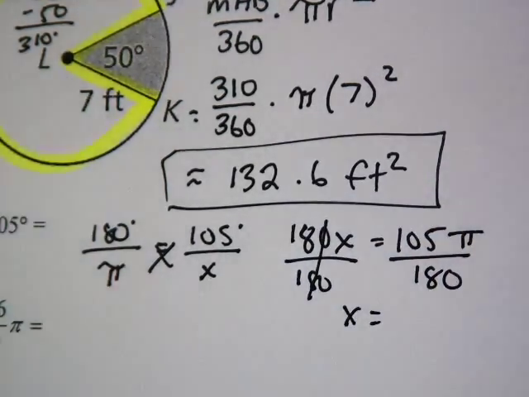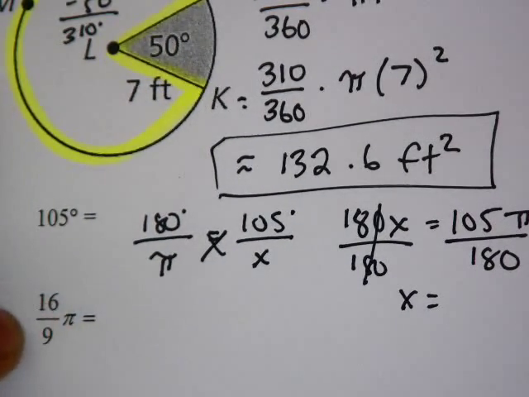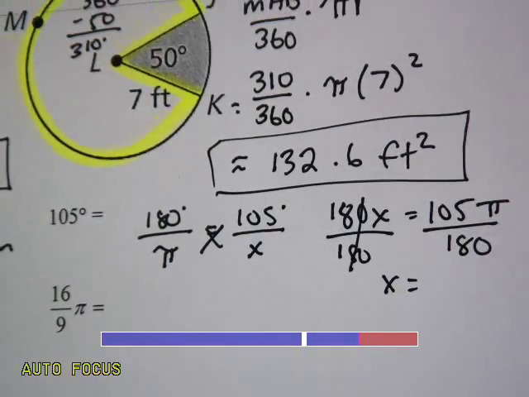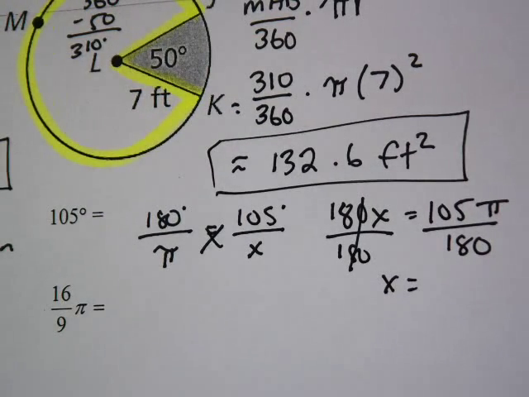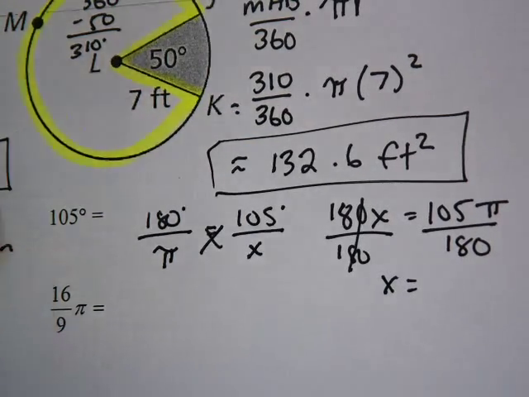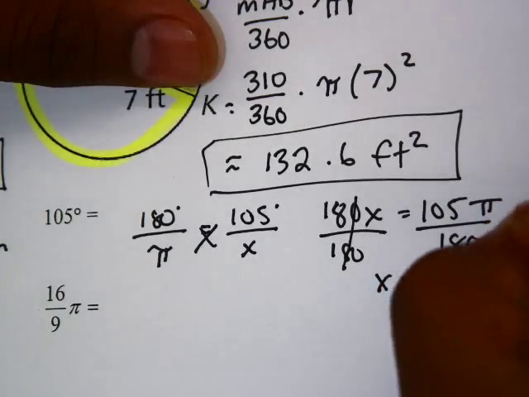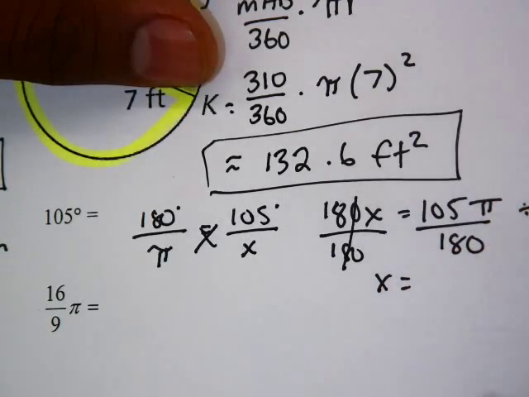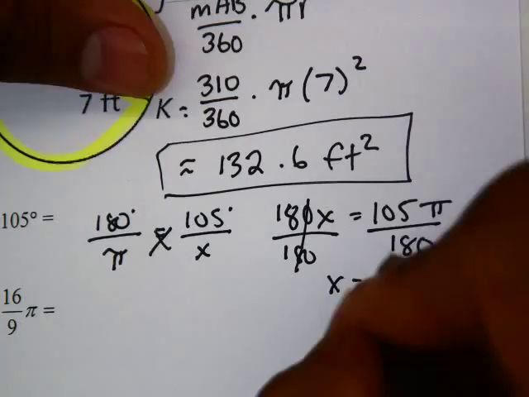The thing about radians is that you need to keep your answer in terms of pi, and also if you need fractions, leave fractions. There's no decimals in radian measure. You should leave your answers exact like this. So let's reduce 105 over 180. Well, I can divide both numbers by 5. So I can divide the top by 5 and the bottom by 5.